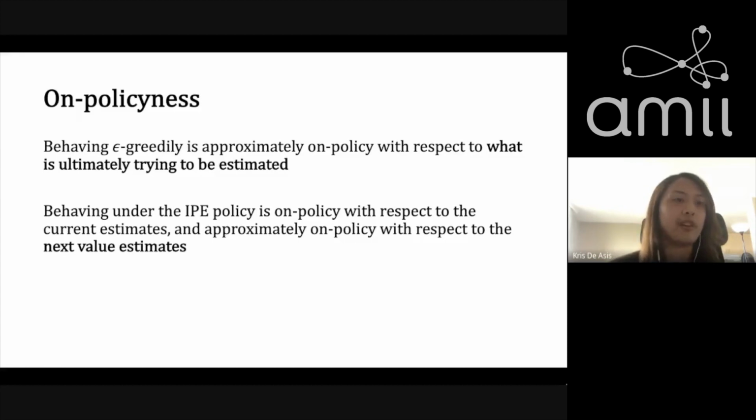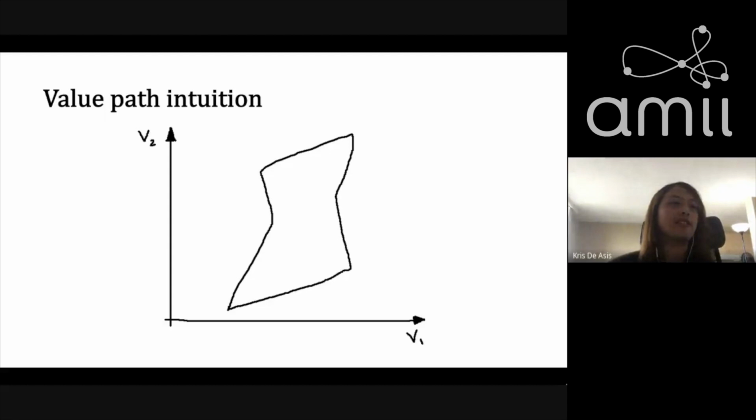To illustrate this, this is the value function polytope for some two-state MDP, where we've got the values along this axis, and this shape here represents the space of all value functions that actually correspond to a policy. And imagine that you have some behavior policy that corresponds to this point here.